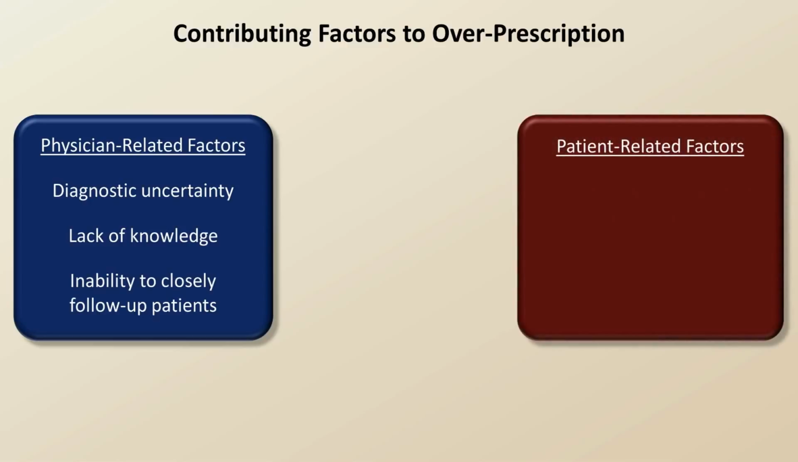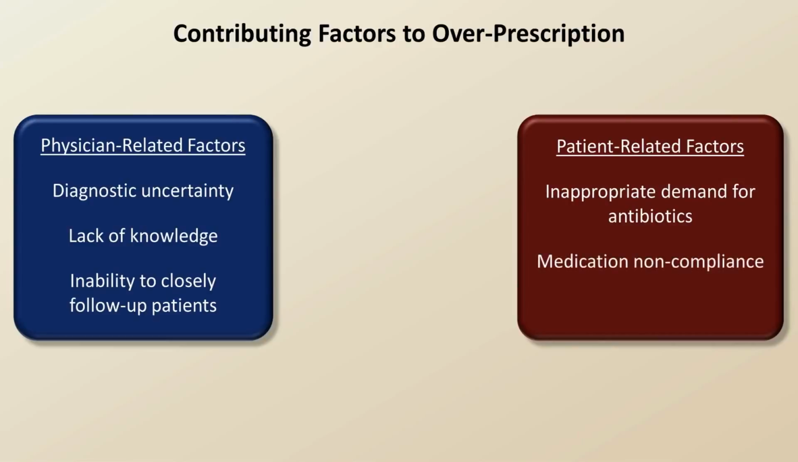Patient-related factors include an inappropriate demand for antibiotics, which unfortunately does happen. Medication non-compliance, as resistance is more common to develop when the bacterial population has only been partially knocked down by a prematurely discontinued course of antibiotics. And self-medication, in which patients on their own use antibiotics for a non-bacterial illness. These antibiotics may be acquired from unused prescriptions from family or friends, may be leftovers from incomplete regimens as above, or can actually be acquired over the counter in many countries.